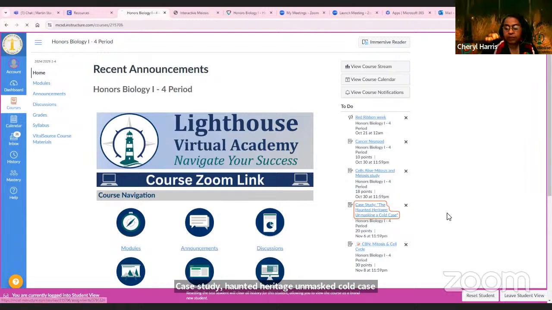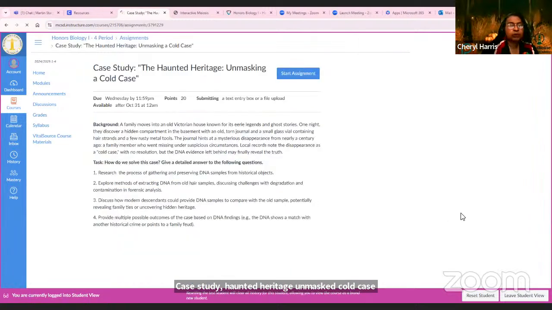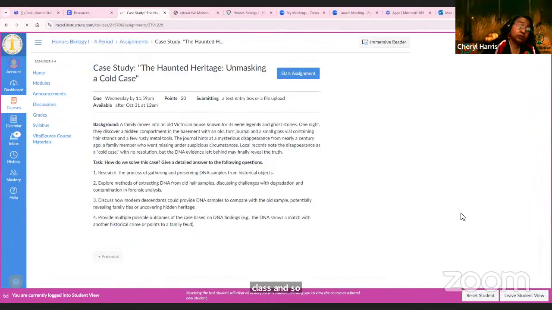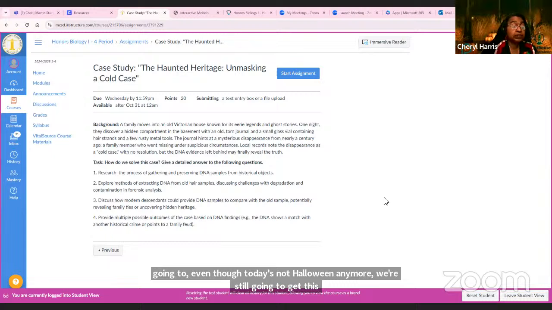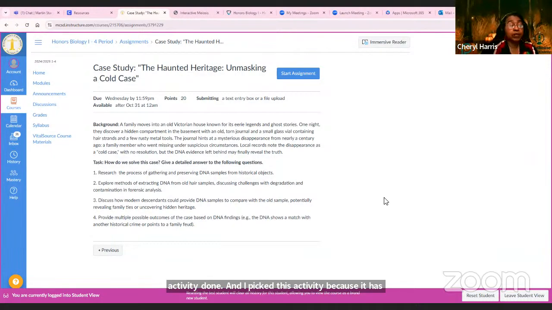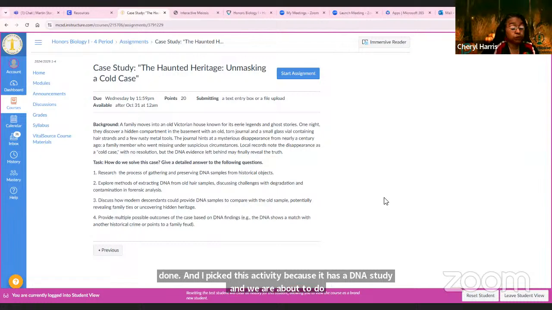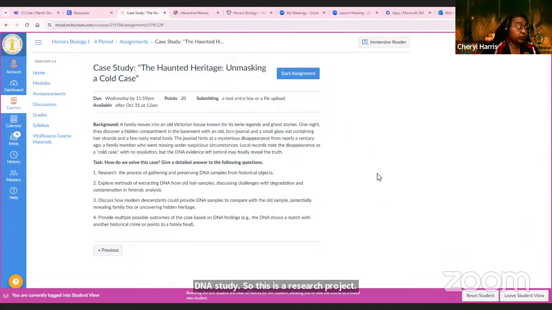Yesterday was Halloween and I did this with the other class. Even though today's not Halloween anymore, we're still going to get this activity done. I picked this activity because it has a DNA study and we are about to do a DNA study. So this is a research project. Anybody having trouble finding this, let me know. Again, it should be on your homepage, on your to-do list.